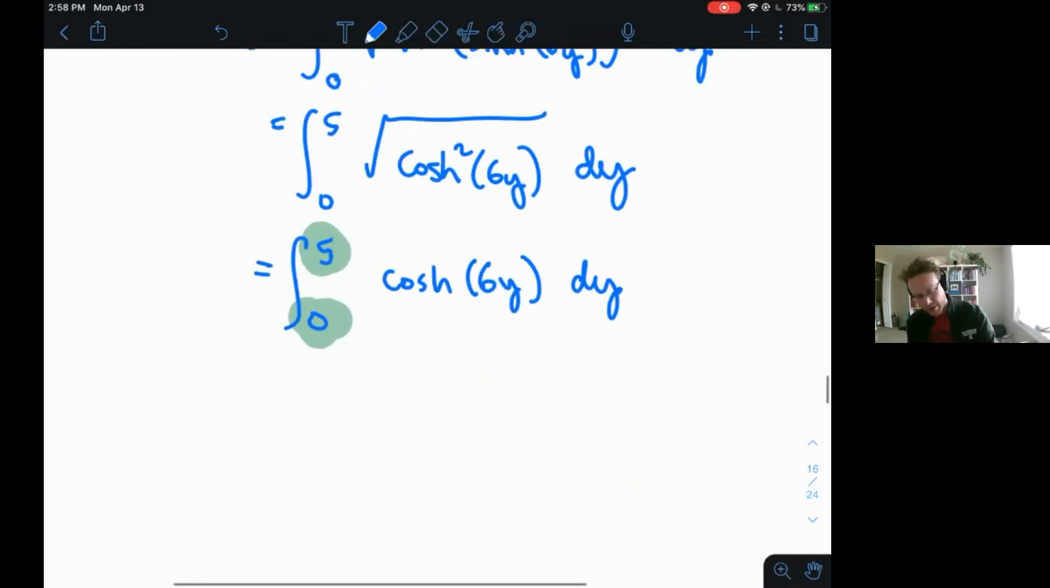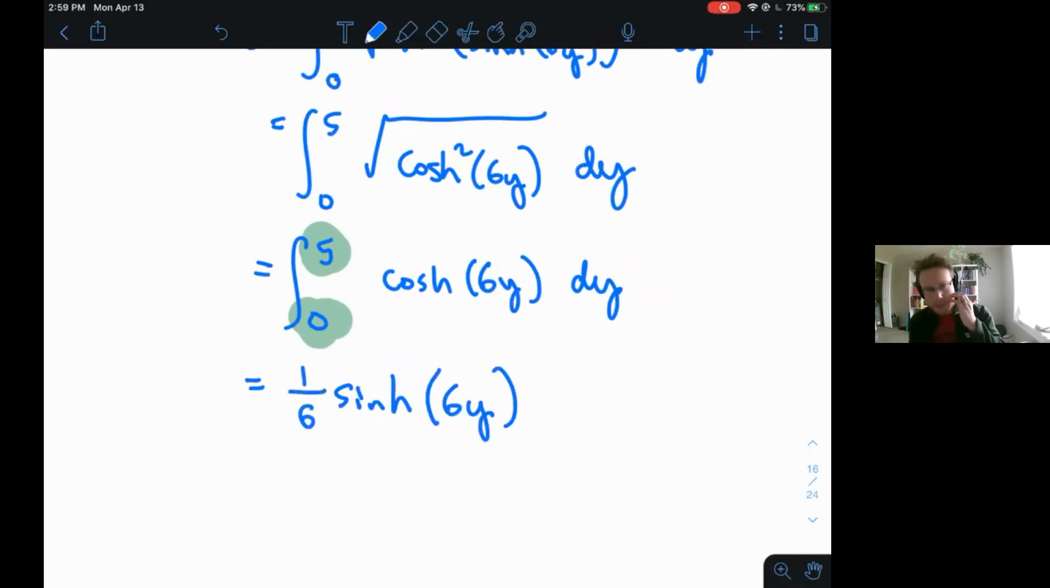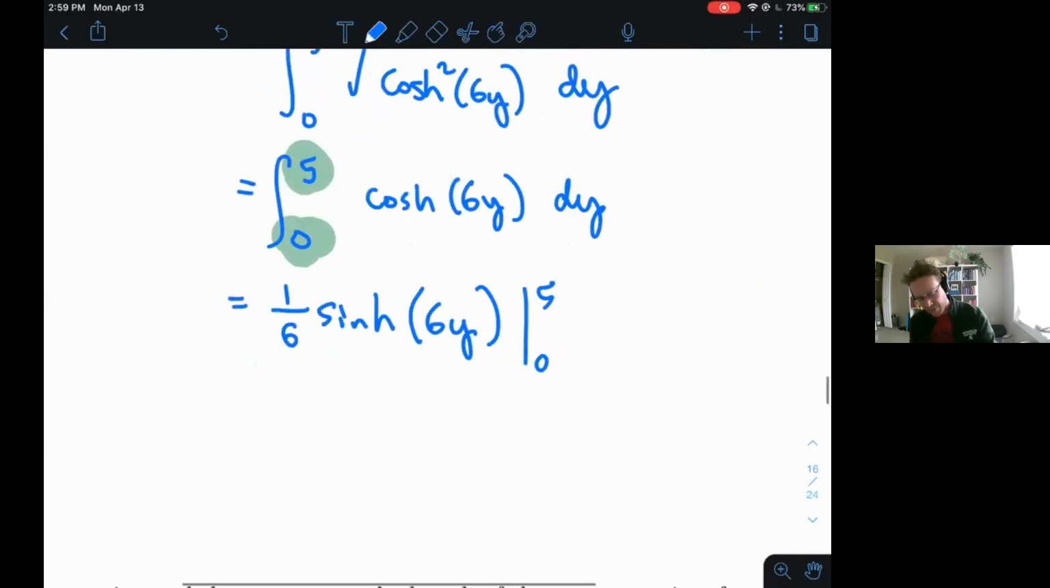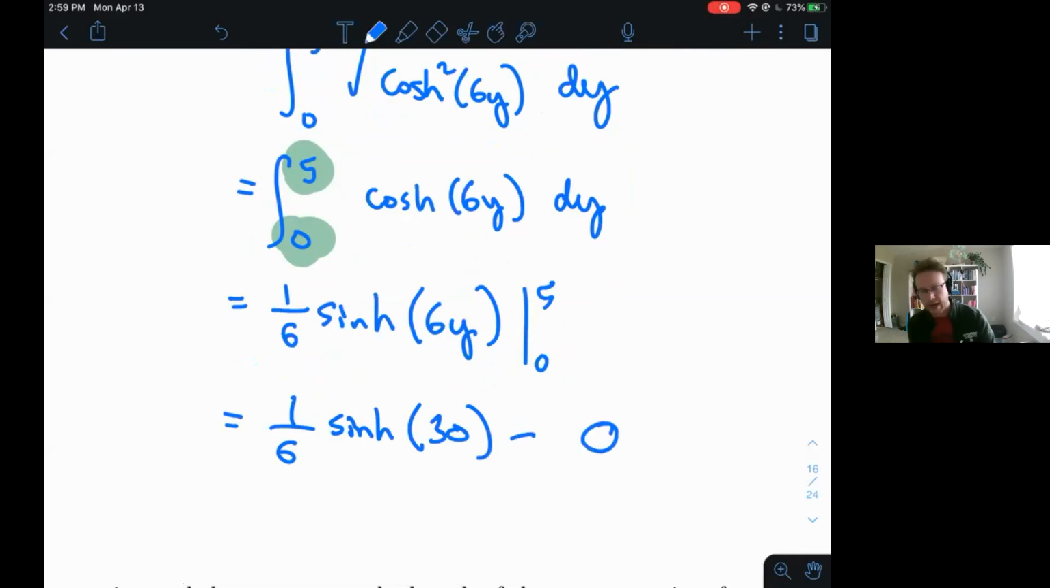All right, let's go ahead and integrate this. This is going to go to hyperbolic sine. And just like before, we need something for the chain rule to cancel out with, so this is going to be 1/6. We evaluate from 0 to 5. When you plug in 0 into hyperbolic sine, that's when we actually know the value. It's just 0. And so we're going to get 1/6 times the hyperbolic sine of 30, so that's when we plug in the 5 there. And again, when you plug in 0 into hyperbolic sine, that's 0. All right.